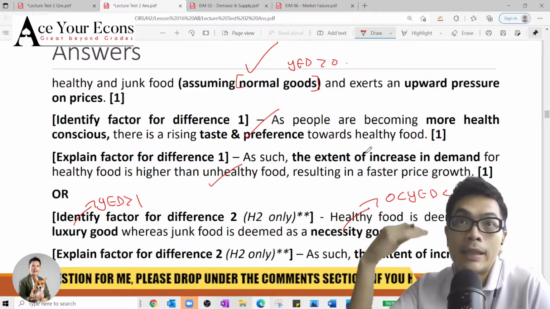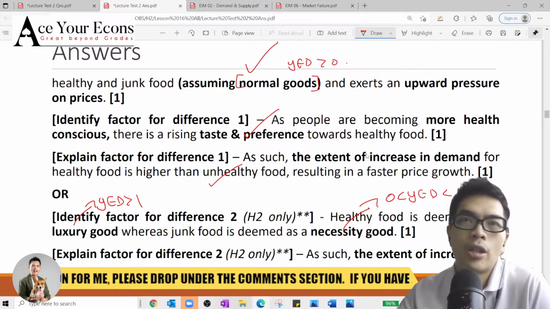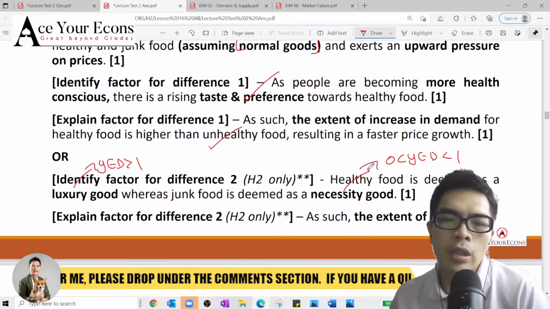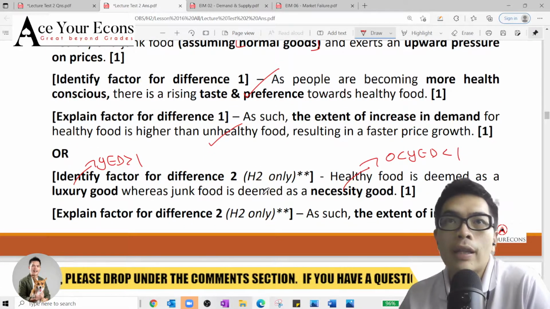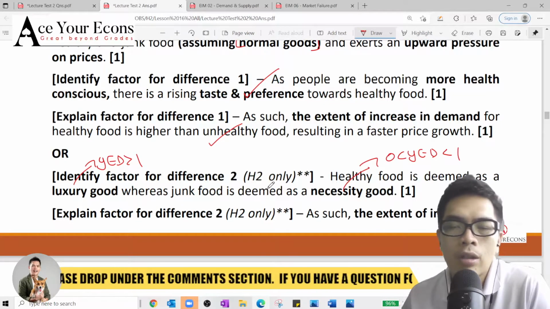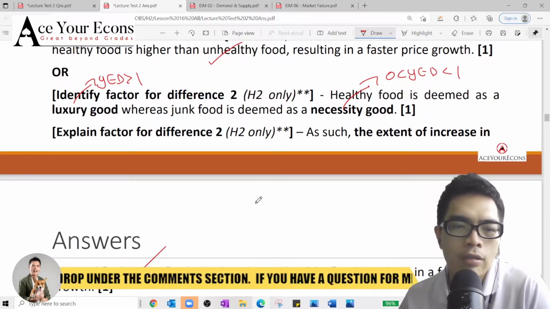It is a deeper layer of demand factors, the second layer being YED. So if you realize that you got this wrong or you don't understand, please turn up for the J1 topical revision for YED. Thank you.